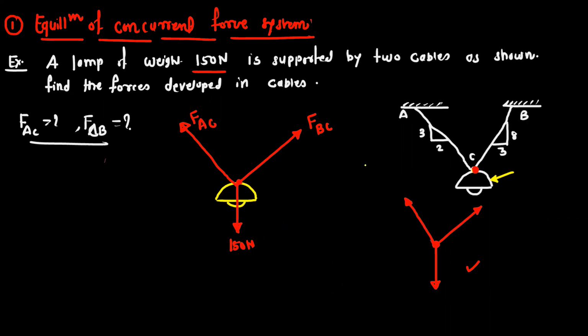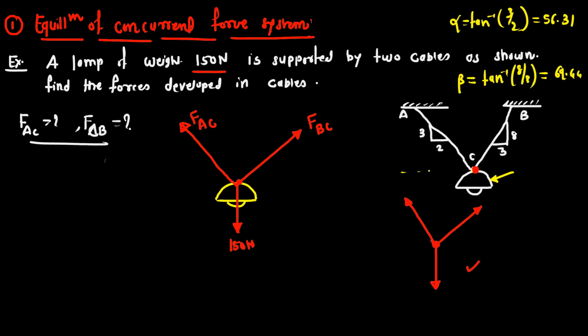After this, we have to find out the angle of inclination. So this 3/2. Let us take this as alpha. So this is tan inverse 3/2, which is equal to 56.31. And take this as beta. So beta is equal to tan inverse 8/3, which is equal to 69.44. These angles are given with respect to one horizontal line.